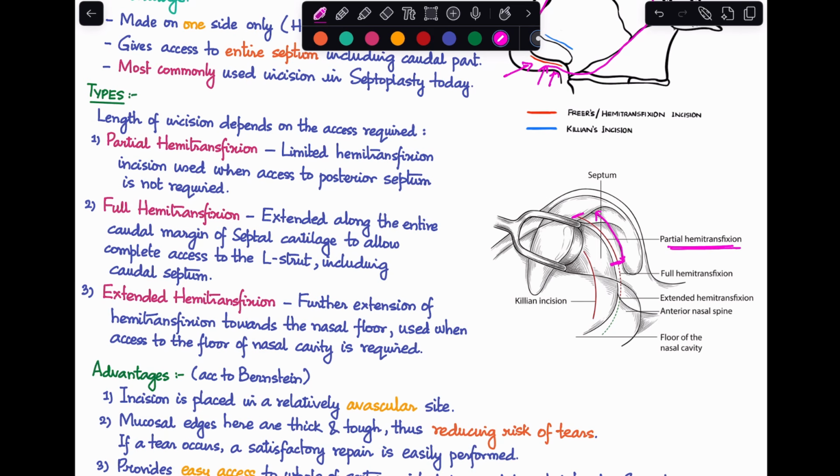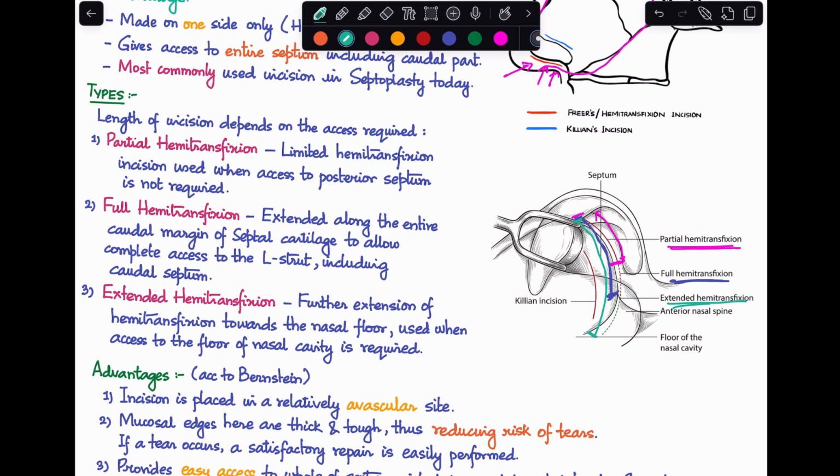and this is done when you do not need to access the posterior septum. Then we have the second type, which is the full hemitransfixion incision, extending from here to here. So you extend the incision further along the entire caudal margin of the septal cartilage, and this full hemitransfixion incision is required to allow complete access to the L strut, including the caudal septum. And the third type that we have over here is the extended hemitransfixion incision, where you further extend the incision towards the nasal floor, and this is done when access to the floor of the nasal cavity is required.